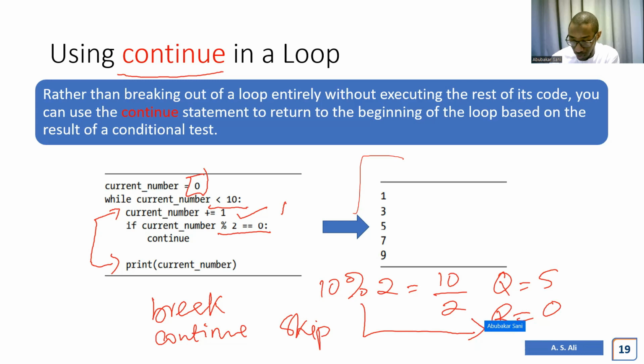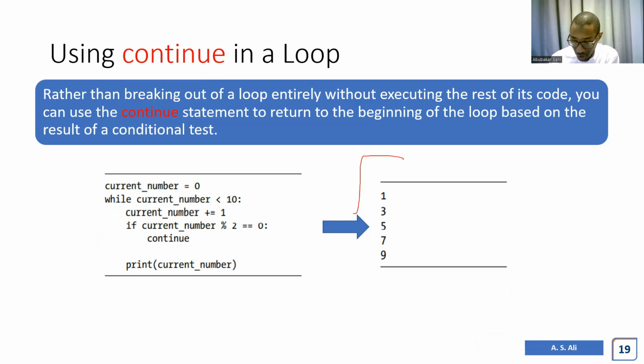So as long as the modulo is 0, meaning that the number is even, this is what it is saying, the number is even. Continue. Continue means skip. We don't want to do anything. Skip and go back to the beginning. So we're going to go back. And that's exactly what you saw here.